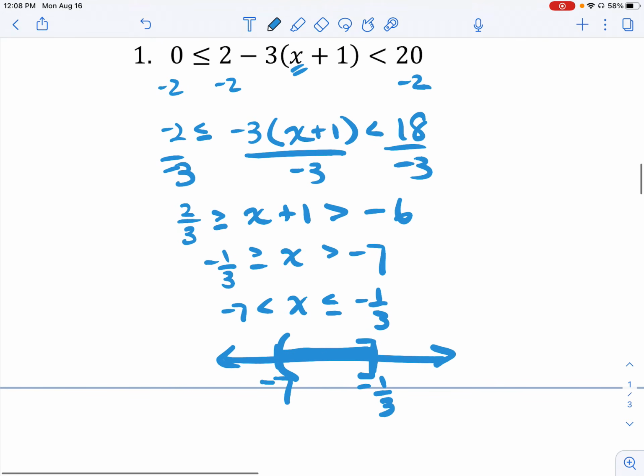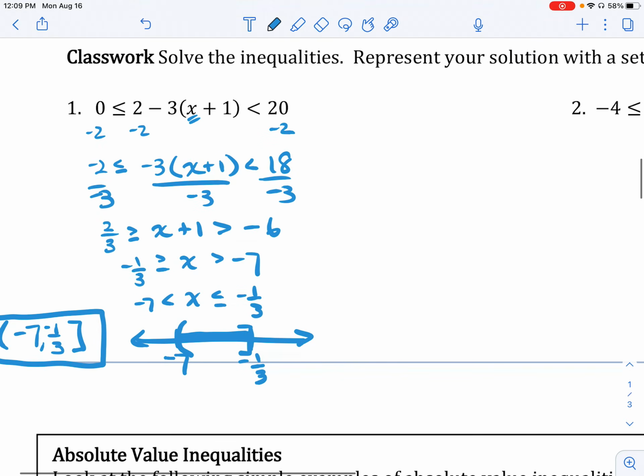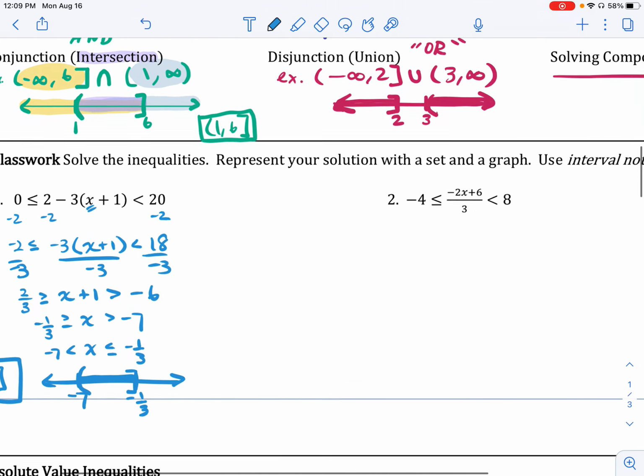So ask yourself, is this a conjunction or disjunction? And if you said conjunction, you would be correct. It is the intersecting region of these inequalities. So we can write our final solution as negative 7 going to negative 1/3, inclusive there. We're boxing that. Okay. Go ahead and try to do number 2 now on your own. Pause the video and try number 2.